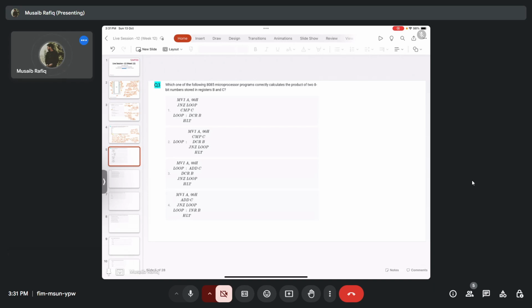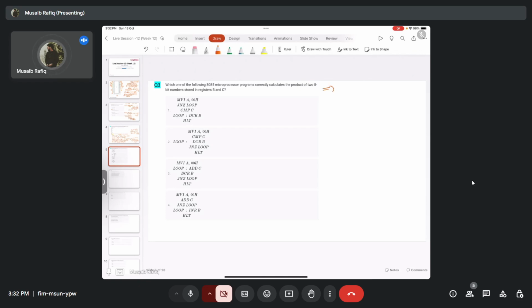We have this question where we require: which one of the following programs correctly calculates the product of two 8-bit numbers stored in registers B and C? Anyone? So I'll just show you.